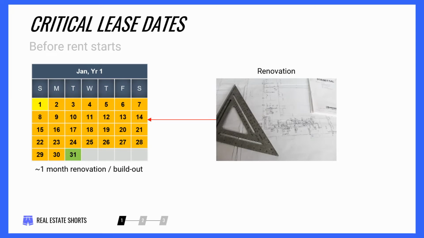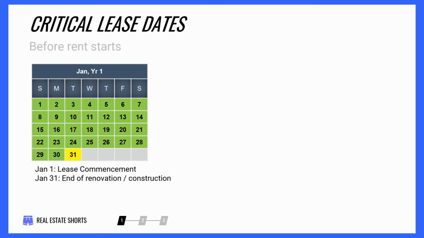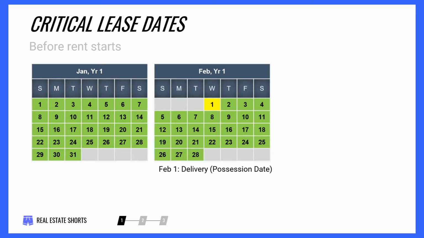So let's say you change the paint, you change the carpet, you change some of the fixtures, you change out the light bulbs, you change out the doorknobs and the locks. So it takes you about a month to do so, and you finish on the 31st of January. So now that construction is complete, renovation is complete, and the space is prepared and ready for the tenant to take occupancy, you hand them the keys on February 1st. That's the possession date, or the delivery date.